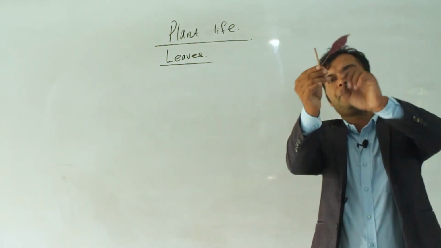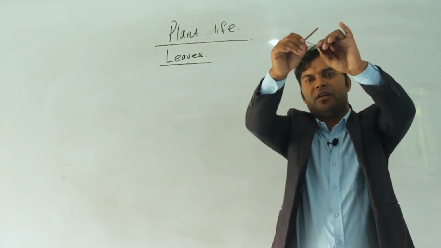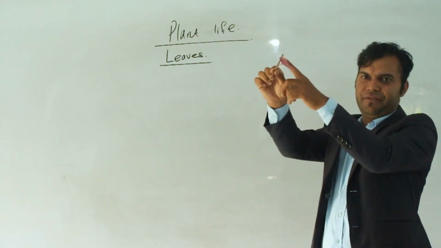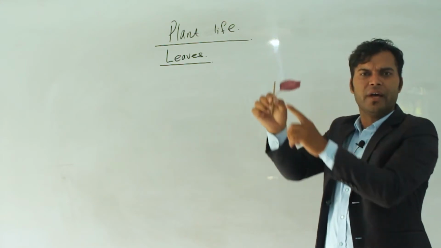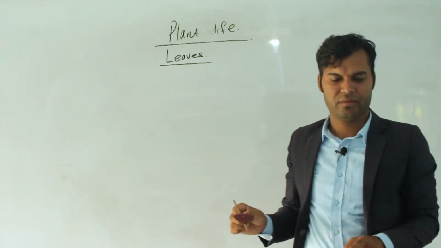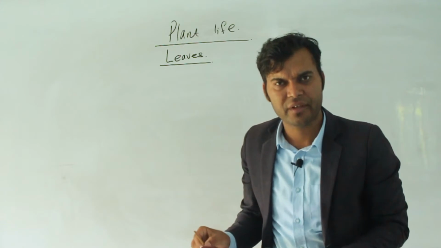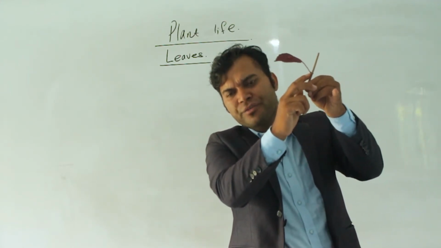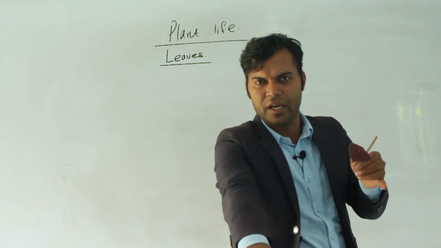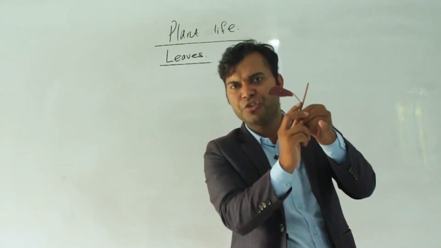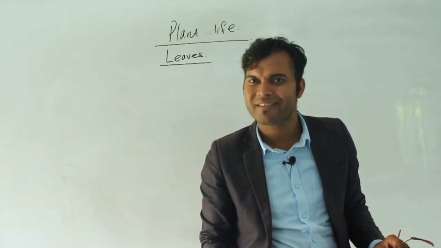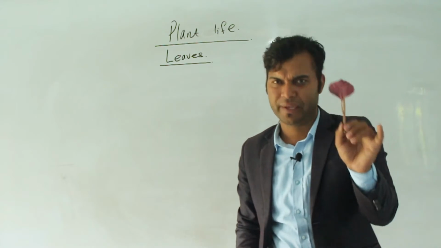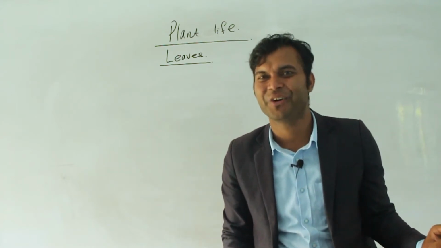This part, from the base to the leaf blade, this middle part is called the petiole, isn't it? And the connecting part of the branch is called the leaf base. Hope you are clear about these three parts, isn't it? Okay, students.